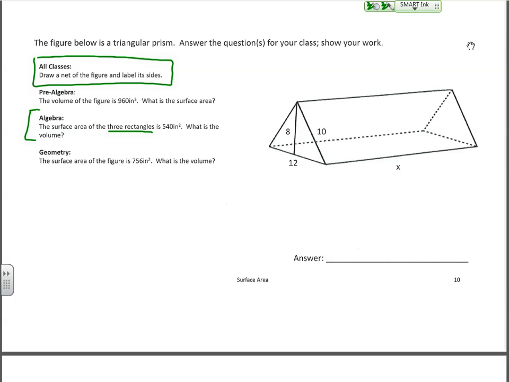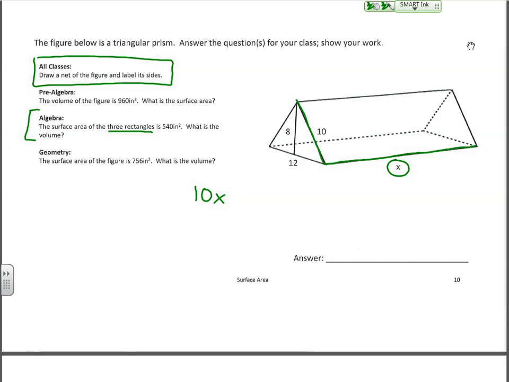So with that information, you need to be able to solve for the x variable. And remember that surface area is the sum of the areas of the surfaces that we're talking about. So the 3 rectangles here, what are the areas of those 3 rectangles? Well, we said in class that the one on the side here has dimensions of 10 and x. So the area of that rectangle is represented by 10 times x.